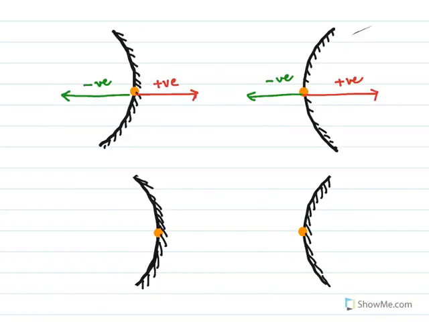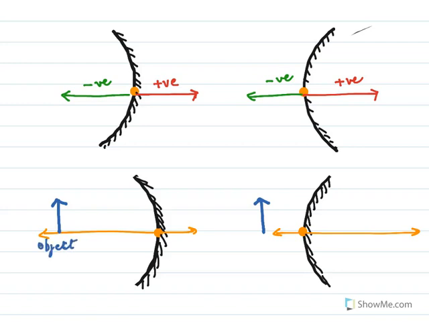Let's now apply this in real and virtual images. So here you have the concave and the convex mirror. This is the principal axis. Here is the principal axis. Now we know the object is always placed to the left. That was the first rule, that the object is always placed on the left. So this is the object, and here is the object. It has to be placed on the left side of the mirror.